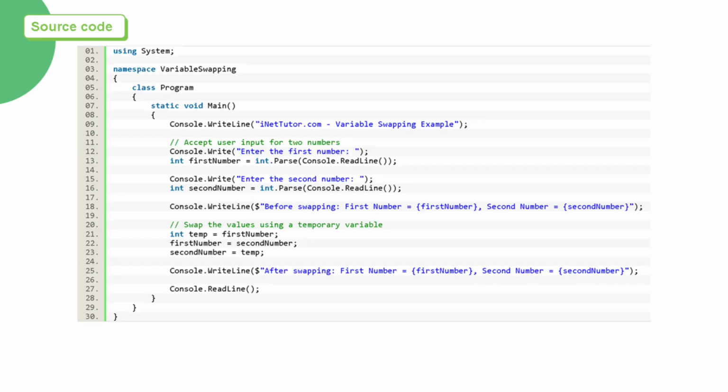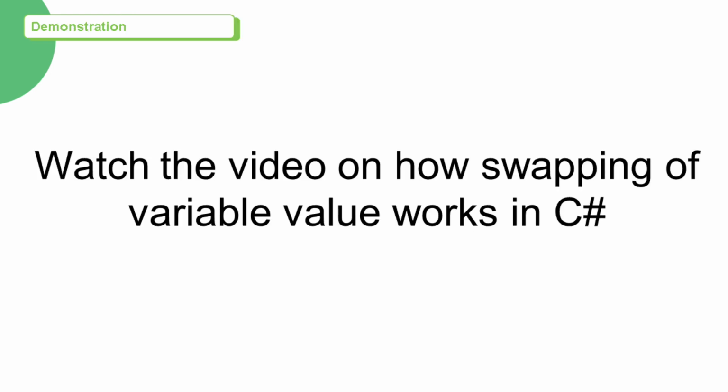This beginner-friendly code demonstrates how to swap two user-inputted integers using a temporary variable in C#. It clearly guides the user through input, variable swapping, and output, making the swapping process interactive and easy to understand. Watch the video on how swapping a variable value works in C#.